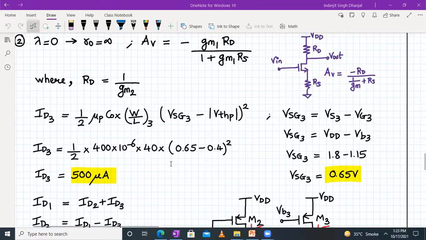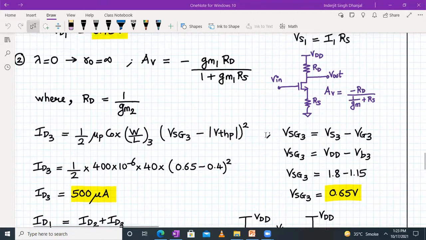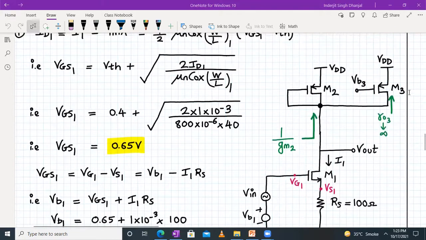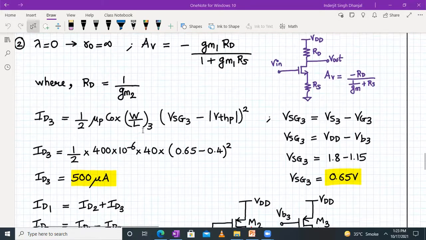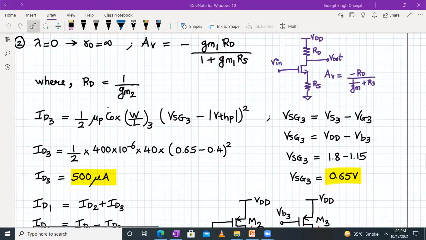So next we find out the value of ID3. So ID3 is equal to half mu p Cox W by L of 3 into (VSG3 minus mod of VTHP) the whole square, right? Now remember, the current flowing through this transistor is a PMOS transistor. So that's why we have all the PMOS terms over here, right? So we simplify further. Half into mu p Cox is 400 micro, W by L of 3 is 40, VSG3 is nothing but 0.65. Let us understand how it is 0.65.